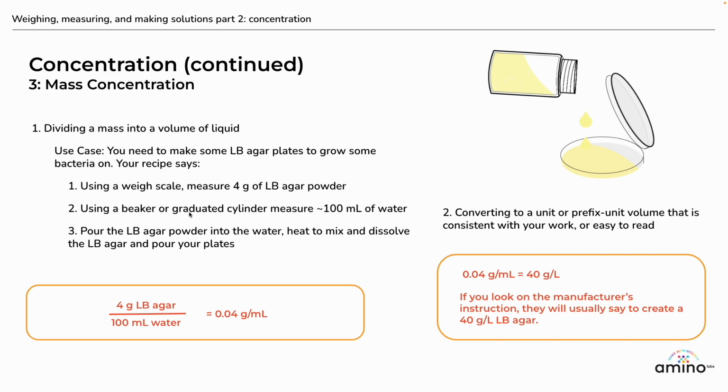Using a beaker or graduated cylinder, measure about 100 milliliters of water. Pour the LB agar powder into the water, heat to mix and dissolve the LB agar, and pour your plates.